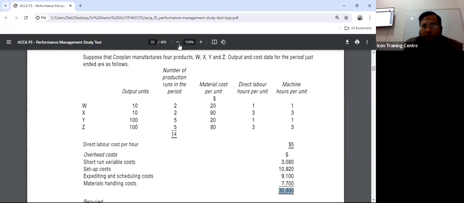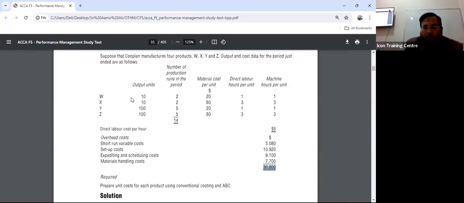So my dear students, I will tell you how we proceed with absorption costing. So the question is clear? Yes or no? I have discussed every single point, right? Things are very simple. Okay. Now let us move to absorption costing.